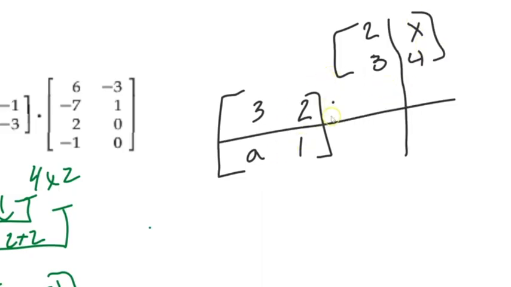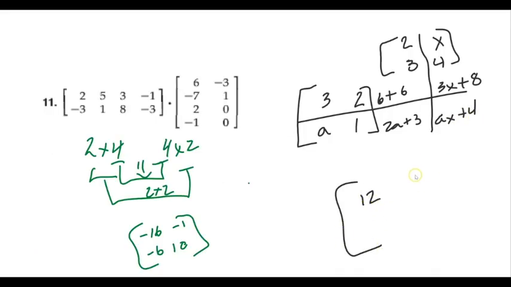You have to go 6 plus 6 is 12. Here, you're going to get 3x plus 8. Over here, you're going to get 2a plus 3. And over here, you're going to get a times x, which is ax, plus 4. That's how I make sure that you can't use your calculator. I'll just put some variables in there, and now you have to do it by hand. I know, I'm a jerk. I've heard that my whole life.